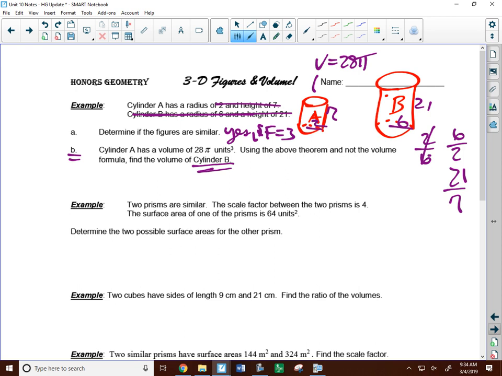Since it's scaled and they're similar, I can use this theorem from before. Our scale factor is 3. I take the 28 pi for A, and I want to go from here to here. But I'm not just multiplying by 3 because that's the scale factor. It's volume, so I have to multiply by 3 cubed. If it was something with area, like surface area, I would do 3 squared. It's as simple as that. So this is 27 times 28, 756 pi.